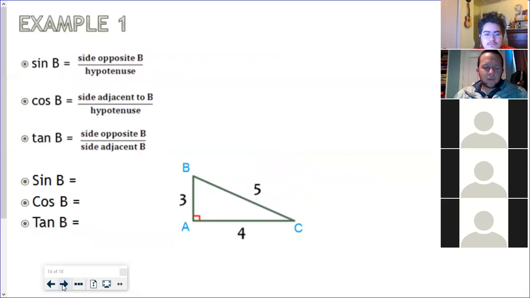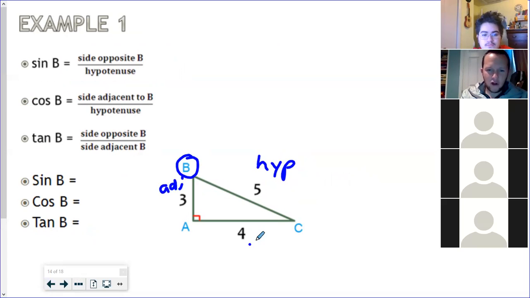Let's actually just do an example, and then I'll get to the fun ways we can remember that, okay? So if I'm doing sine, I'm going from B's perspective. I'm going to start off by labeling my opposite, adjacent, hypotenuse. Hypotenuse is the longest, 3 is next to angle B, so that's our adjacent, and 4 is across from the angle, so that's my opposite.